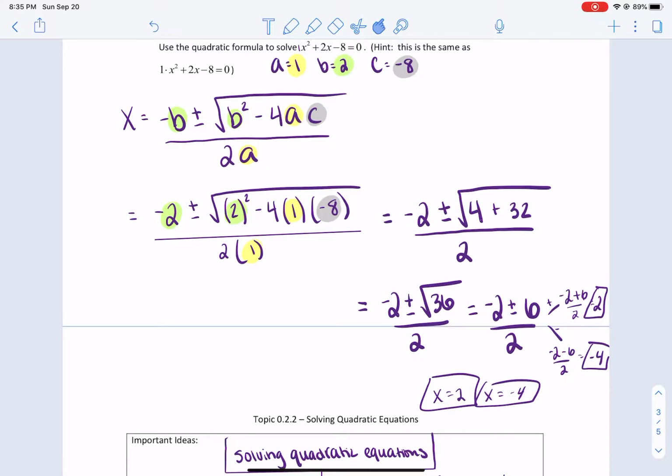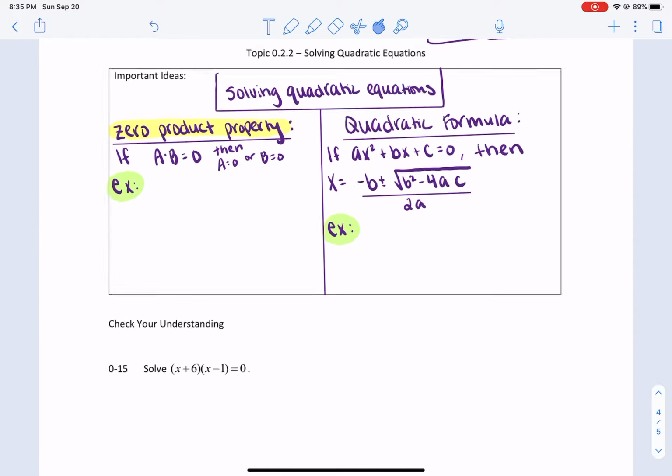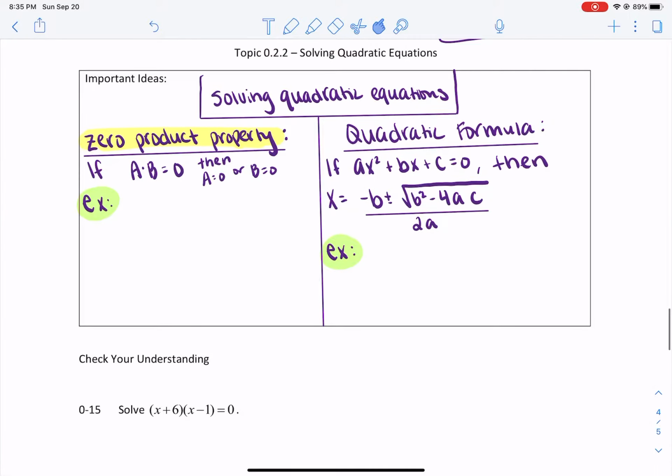All right, so let's go to our last part here, where we will look at solving quadratic equations and the important ideas. So we learned about two things today. We learned about the zero product property as well as the quadratic formula. So still review from nonlinear algebra, but I know it's been a while. So the zero product property says if A times B is equal to 0, then A is equal to 0 or B is equal to 0.